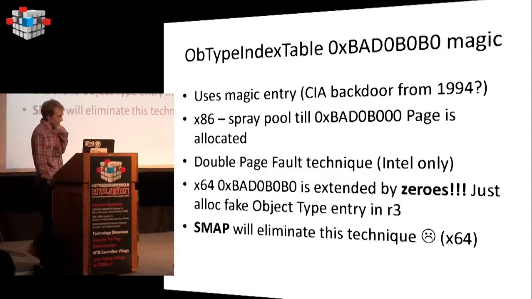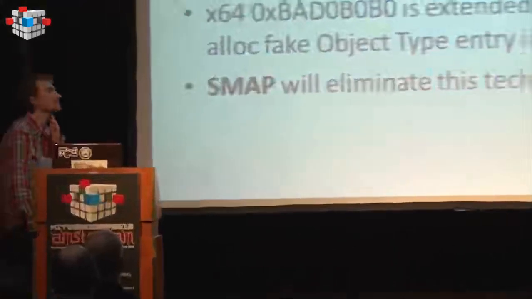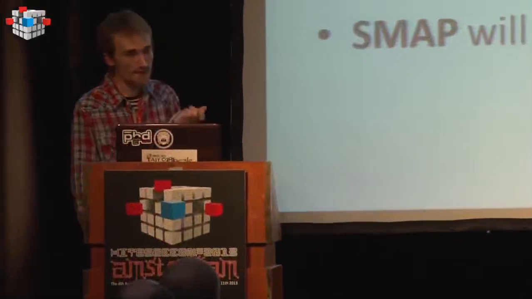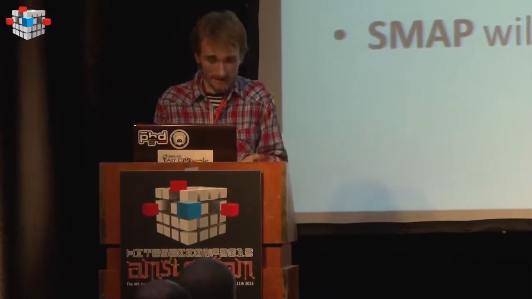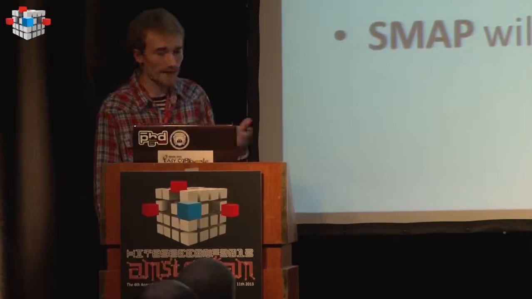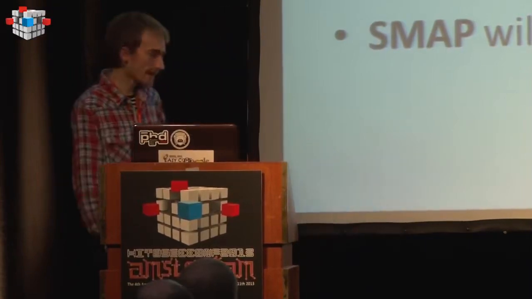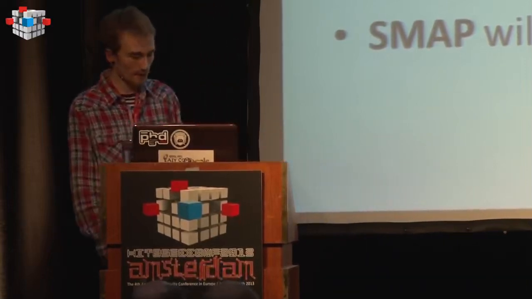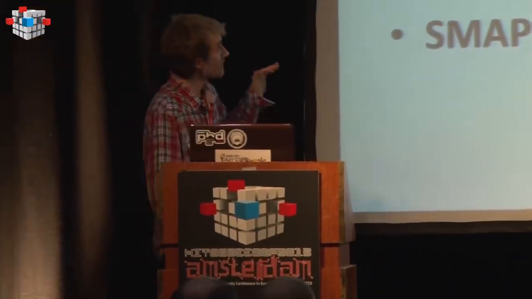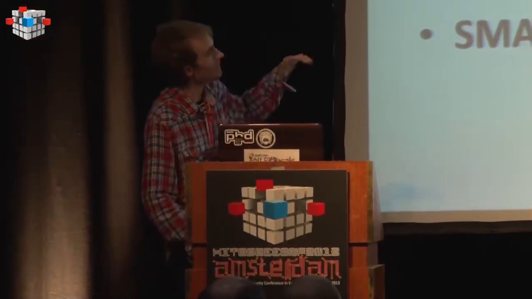I don't know why. And on 64-bit operating systems, the situation is even worse, because this constant is extended by zeros, and you can simply allocate memory in user land, make a fake object type entry, and gain execution. But on the other hand, I hope Microsoft will implement SMAP in Windows Blue. SMAP will eliminate this technique on 64 bits, but on 32 bits it will still work, because SMAP will not help if memory is in kernel.